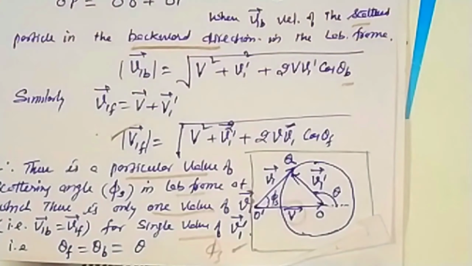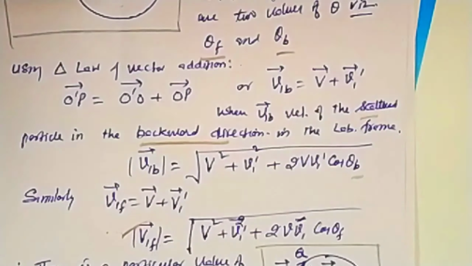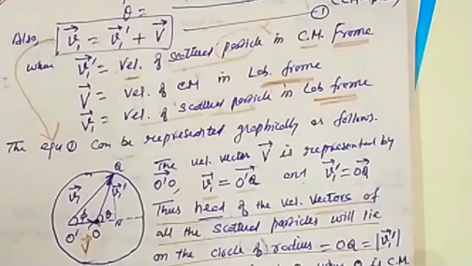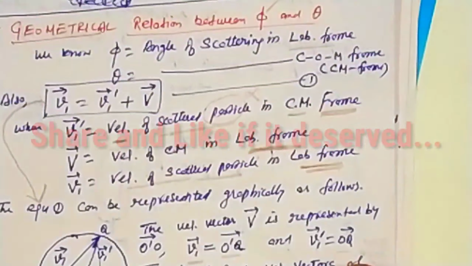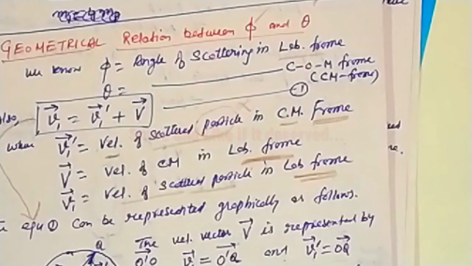So this is all about the geometrical representation or geometrical relationship between phi and theta. Both are angles of scattering. Phi is the angle of scattering in lab system, theta is the angle of scattering in center of mass system.